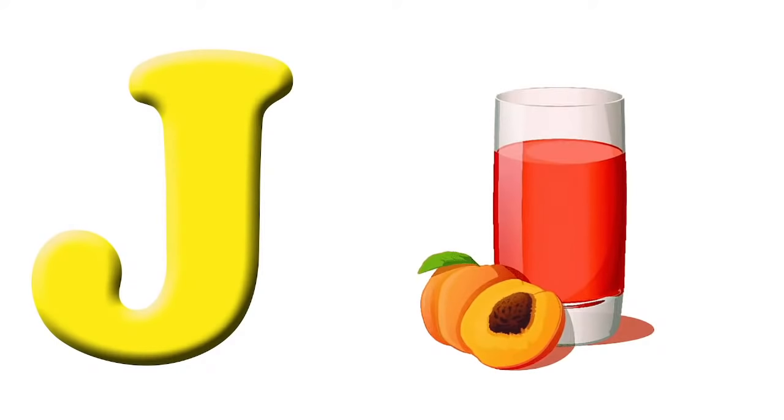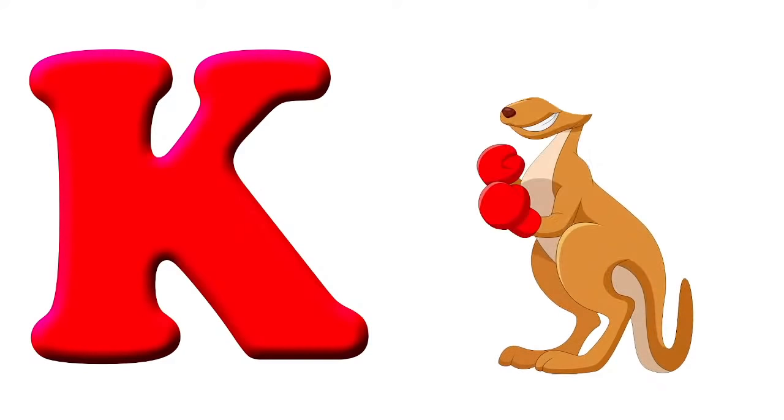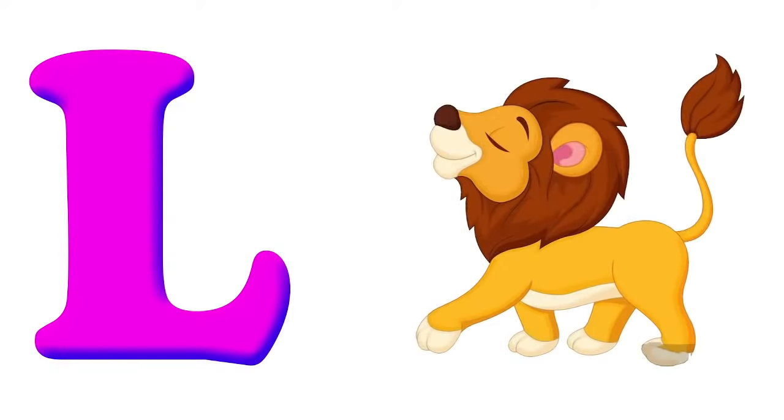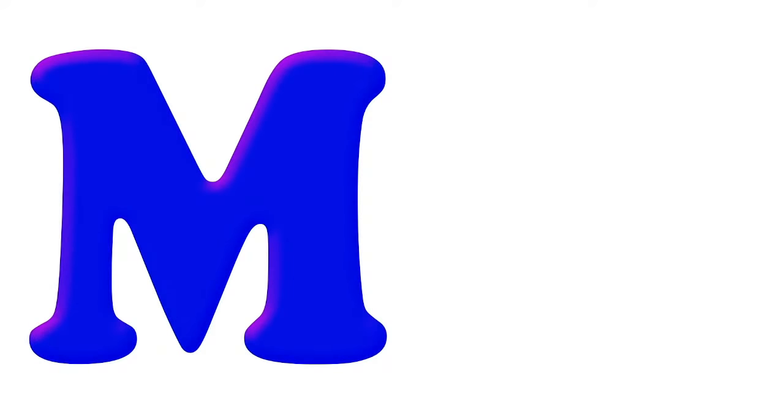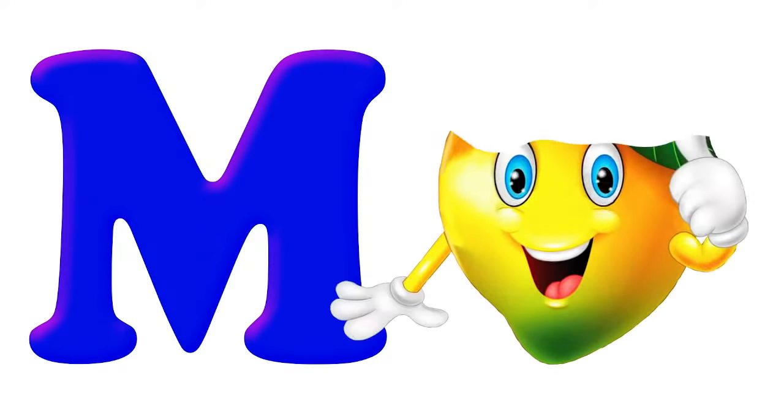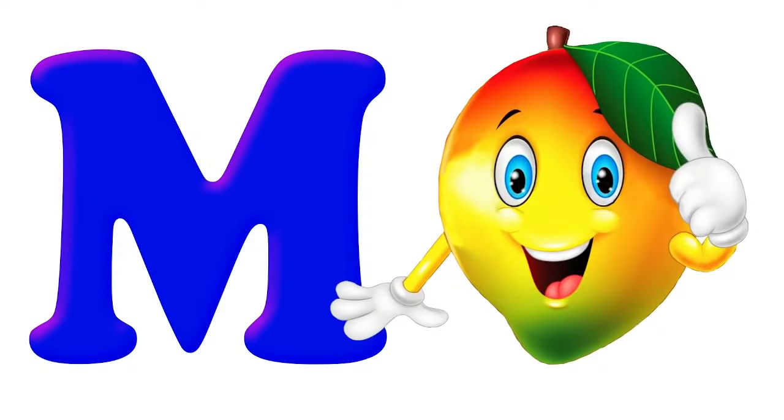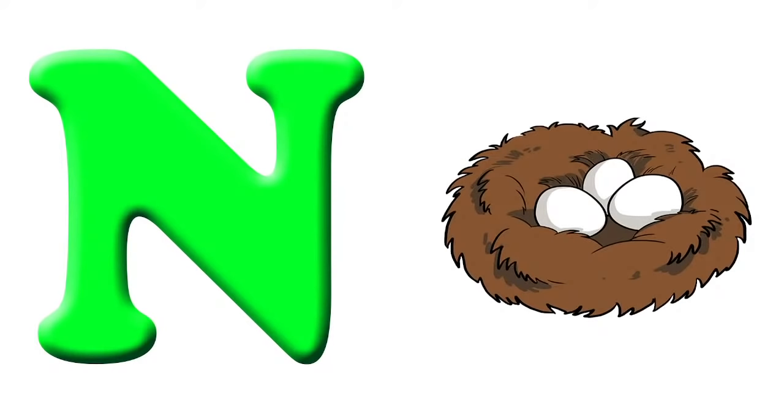J for juice. K for kangaroo. L for lion. M for mango. N for nest.